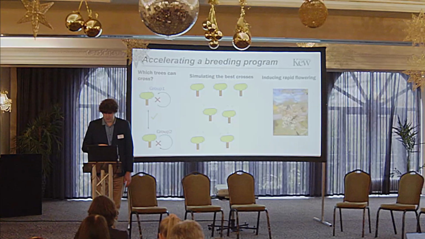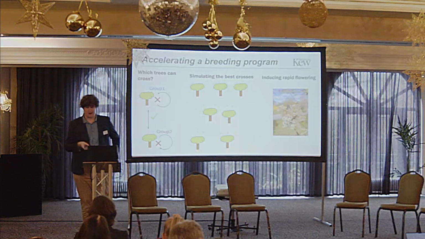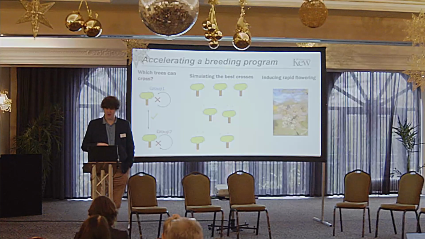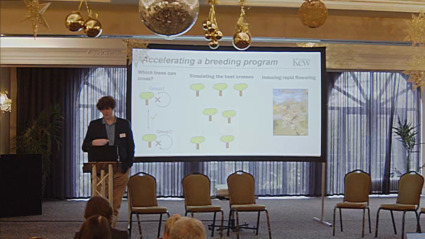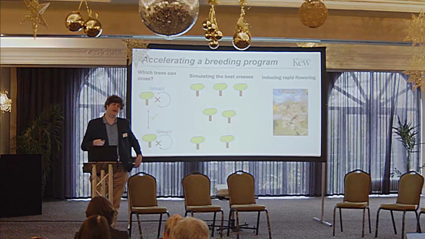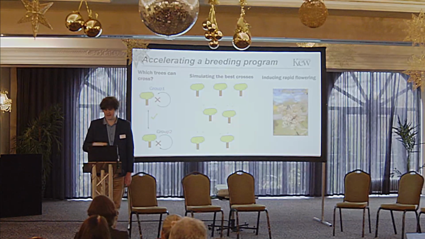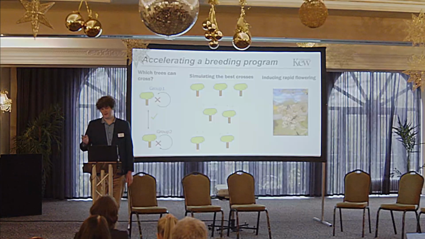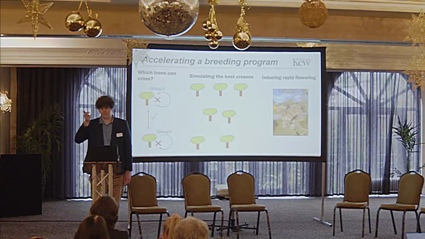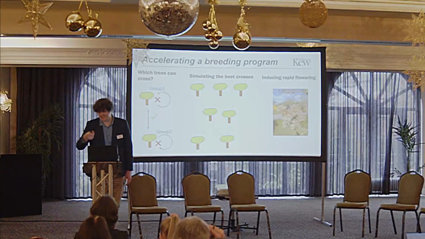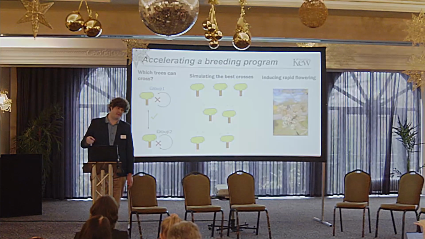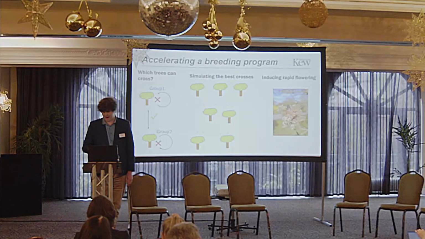And there is also a project that we're collaborating with NIAB and the University of Birmingham on to try and induce rapid flowering in ash, because of course one of the bottlenecks for doing tree breeding is how long it takes to go from a seed to a flowering individual. And so changes in temperature and CO2 levels can potentially induce rapid flowering, which could accelerate a breeding program.